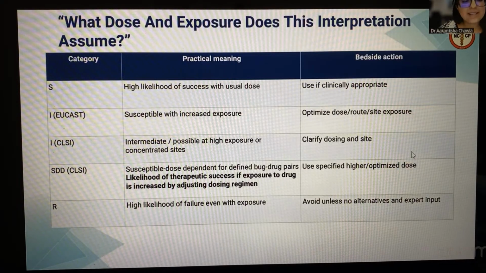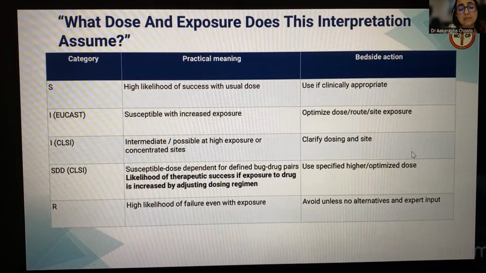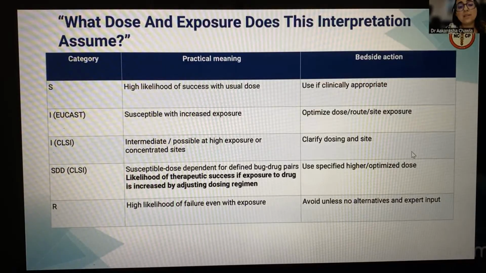So I've been saying SI and SDD. What do they mean? S is a high likelihood of success with the usual dose. I from EUCAST means susceptible with increased exposure. I from CLSI means intermediate, or possible at high exposure or concentrated sites. Then SDD is susceptible dose dependent, for defined bug-drug pairs, with likelihood of therapeutic success if exposure to the drug is increased by adjusting the dosing regimen. And R is again a high likelihood of failure even with increased exposure. So you need to know what you are actually looking at from the report.